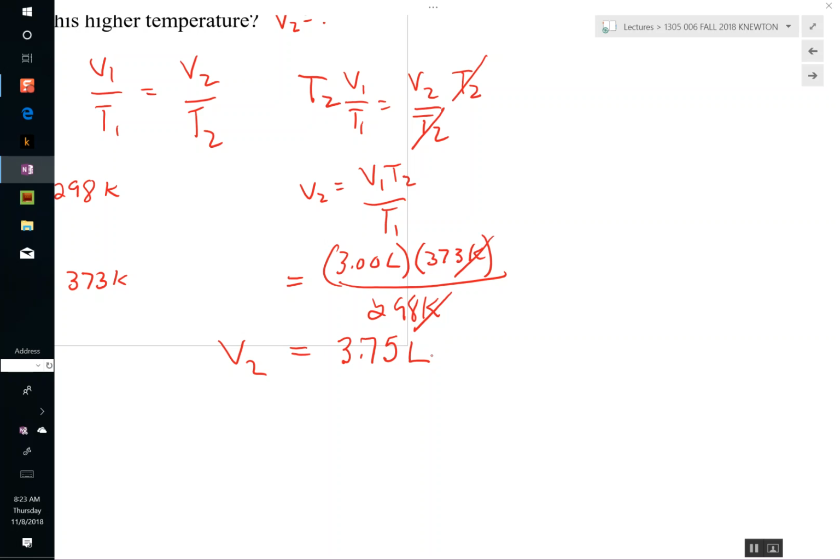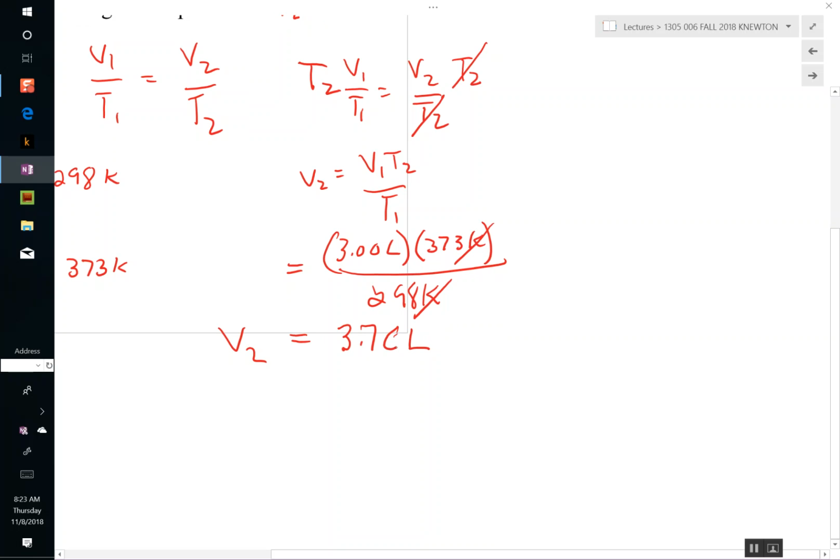Rounded it off to 6? Well, if you do just 3 significant figures, you don't have to round, right? But if there's a 5 after that third significant figure, you have to round it up. Okay. 3.76. So what happened? Our 3 liters went to 3.76 liters.